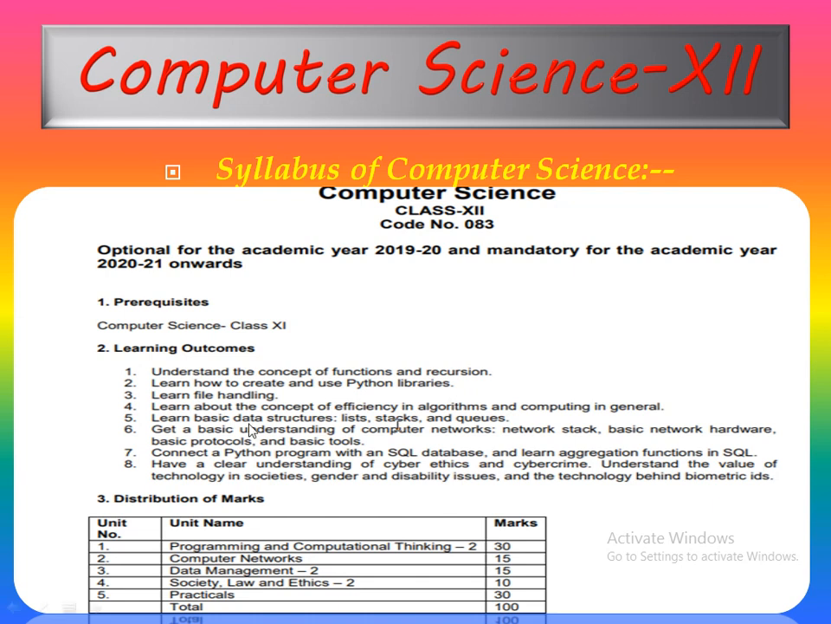So before starting these topics, we should know the learning outcomes. That means what we will gain after studying this book, after studying this complete class 12 book. The first thing is to understand the concept of functions and recursion. Next one is to learn how to create and use Python libraries. That means you will be aware of what the libraries of Python are, how you can create your own libraries, and what the built-in libraries are.